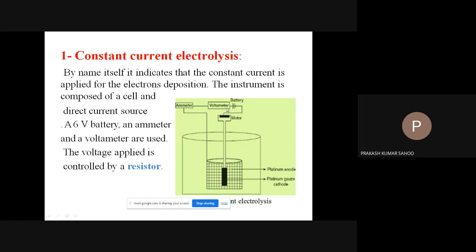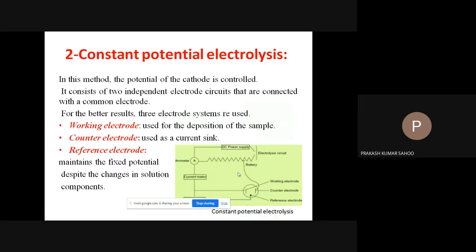Then by applying the current and by controlling the voltage with the resistor, the metal dissolved in the sample solution will be deposited at the platinum gauze cathode, and the weight difference will be the weight of the metal present in the sample solution. Then you have constant potential. In this type of electrogravimetry, the potential remains constant.